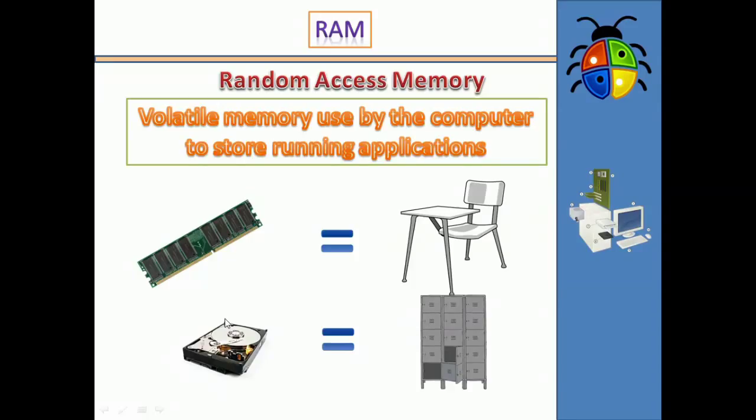Well, the thing is, this is volatile memory. Volatile memory means when you turn off the power, it's gone forever. So we need something to keep it stored when the power is off. So when we leave the classroom, we can't leave all our books on the desk because that would cause problems.